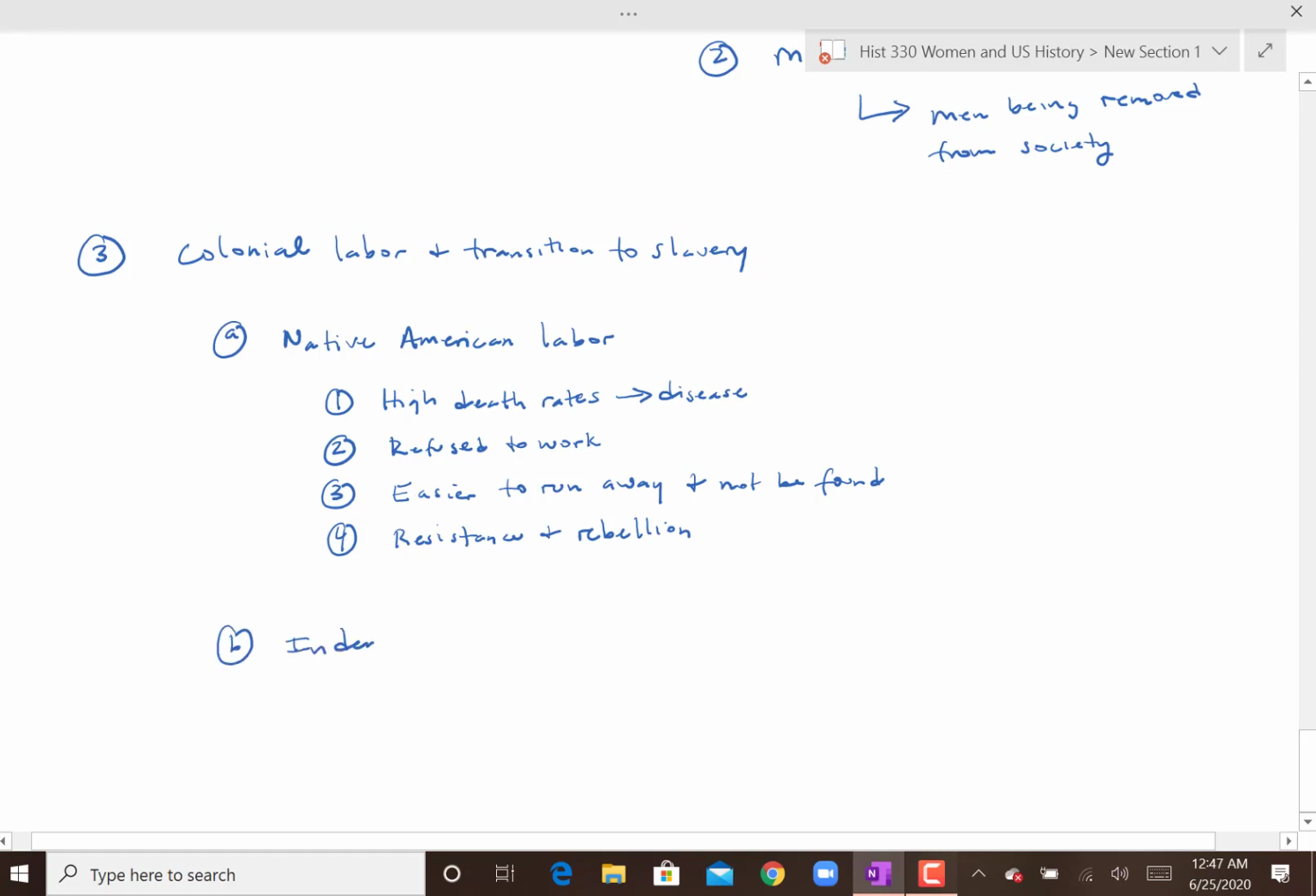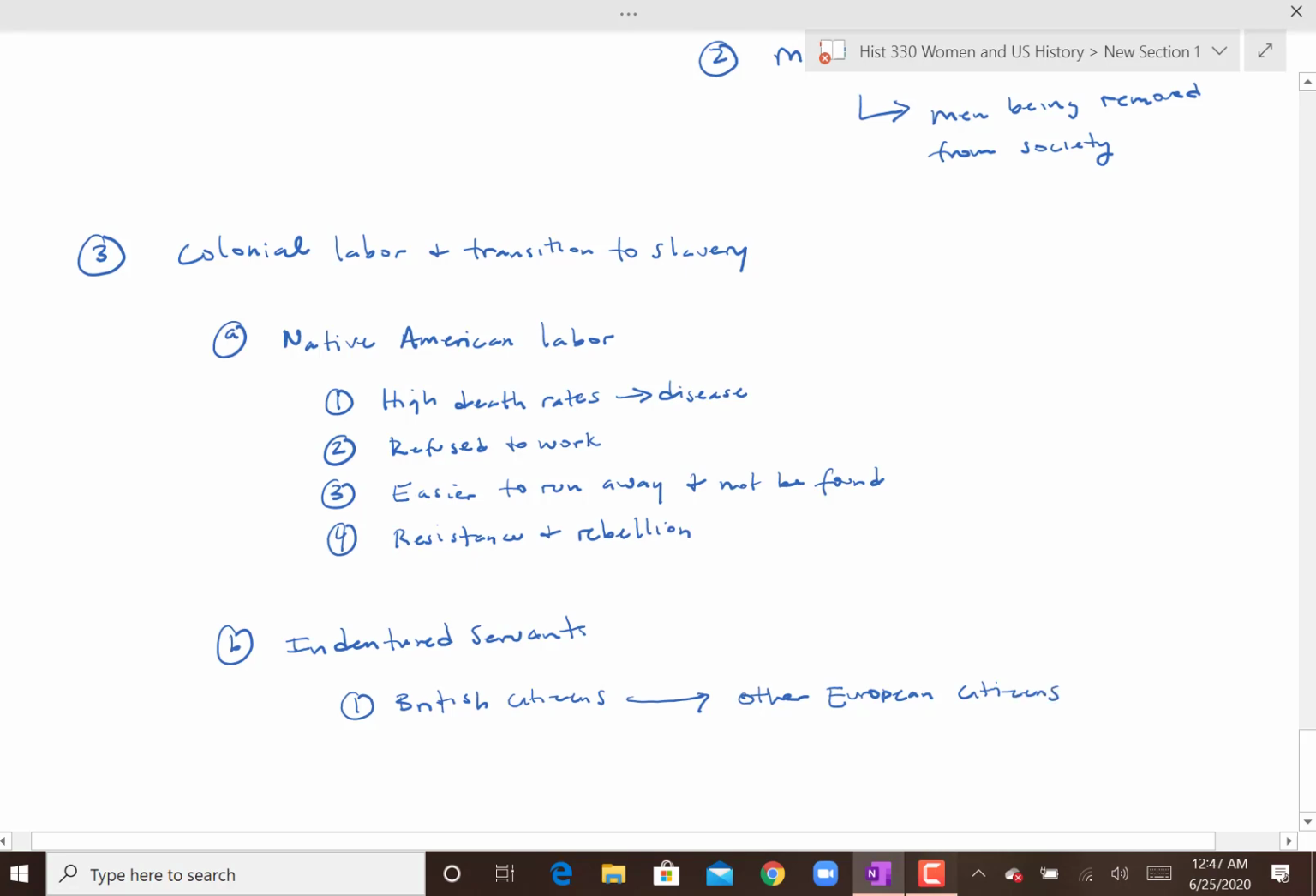So they moved to indentured servants, which started as British citizens, and then eventually moved to other European, Irish, German, who they looked down upon and saw as less.